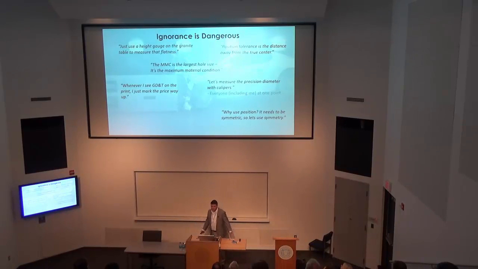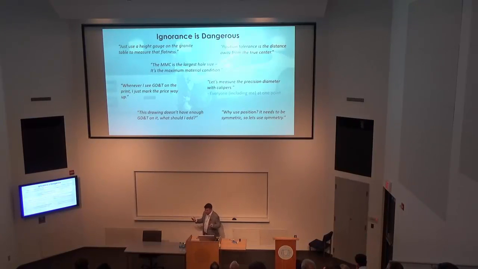Why use position? It just needs to be symmetric, so let's use symmetry. A lot of you have seen symmetry tolerances used. And when you really fully get into understanding how the symmetry tolerance is made, there are applications for it. But I would say 99% of them probably can be replaced with a position tolerance with the same functionality. And it's unnecessary measurement that you need to do.